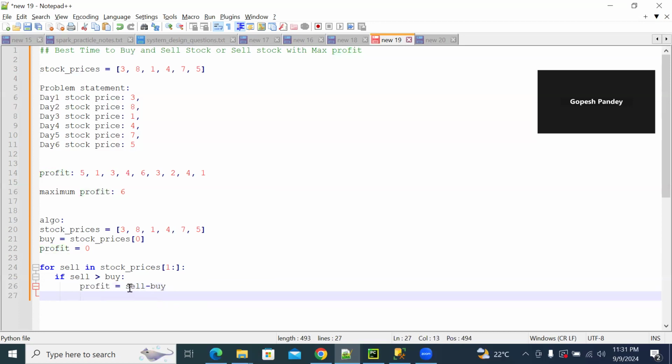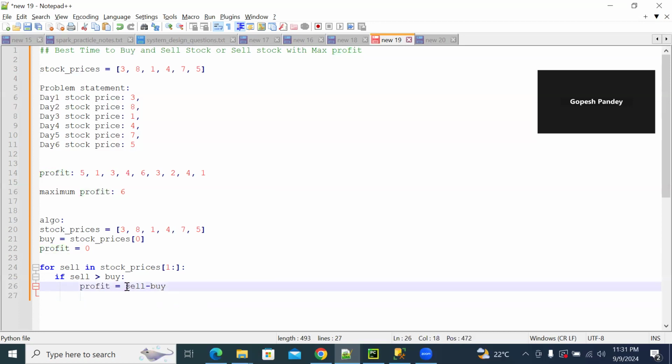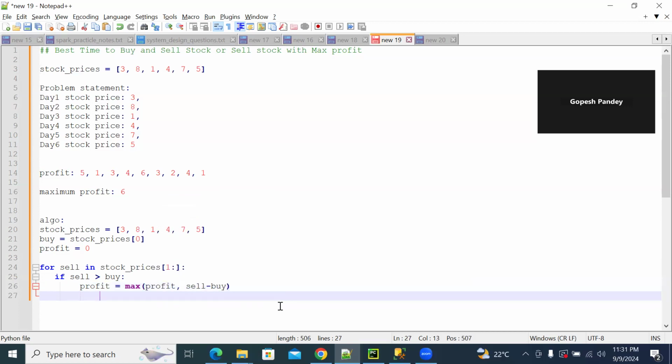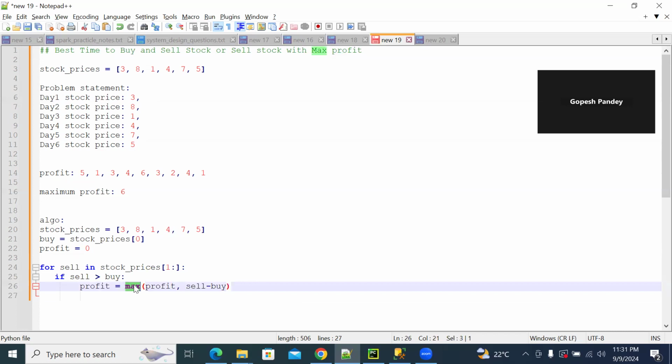What you need to do here is, when you initialize or reinitialize the profit, reassign the profit, you have to make sure that you apply the maximum here. Otherwise, what will happen? When you do the maximum, you have to get the maximum of profit and sell minus buy. Since you are iterating through the loop, I will let you know why I have added max here. I will tell you the reason.